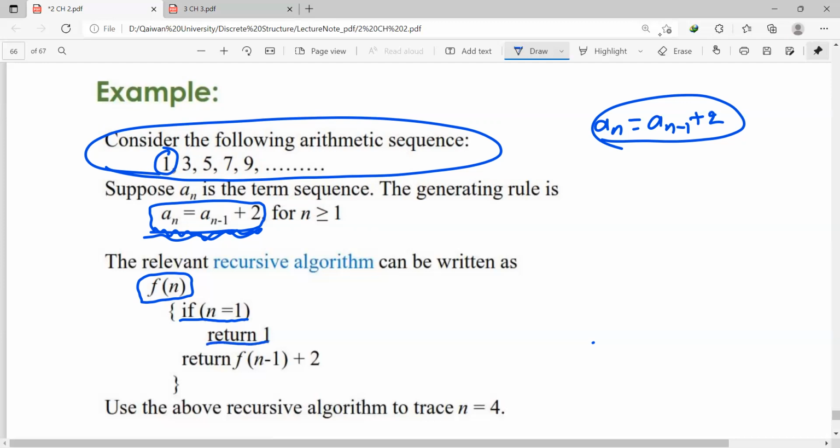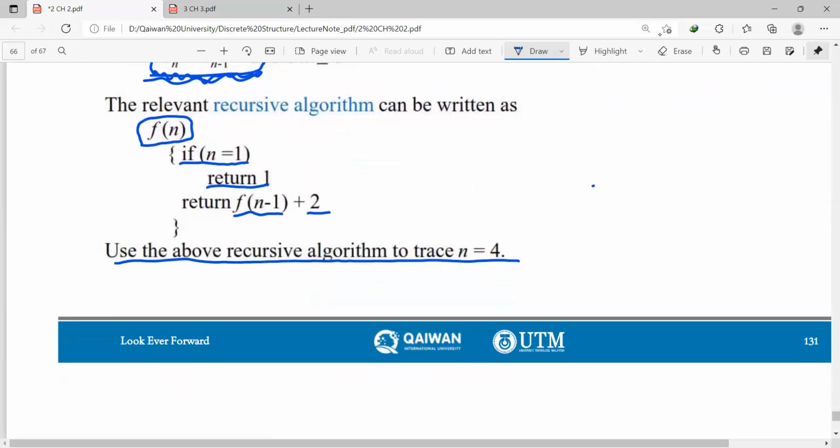So how about the other terms? We say the second term is the first term plus 2. The third term is the second term plus 2, and so on. We say return f of n minus 1 plus 2. That's all. And here it says use the above recursive algorithm to trace n equals 4. How is this algorithm working? We are going to work on it.